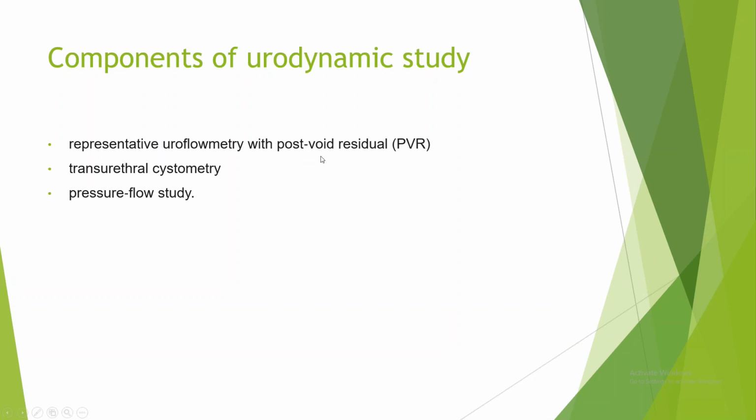Now, what are the components of this urodynamic study? First is the representative uroflowmetry with post-voidal residue. First uroflowmetry, as I told you, on that chair the patient will sit and void. Then the PVR will be measured either by scan or by inserting the catheter. Then transurethral cystometry. That is, we are going to insert some catheters and pressure transducers, and we are going to fill the bladder, and measure the pressure changes. These are called the pressure flow study.